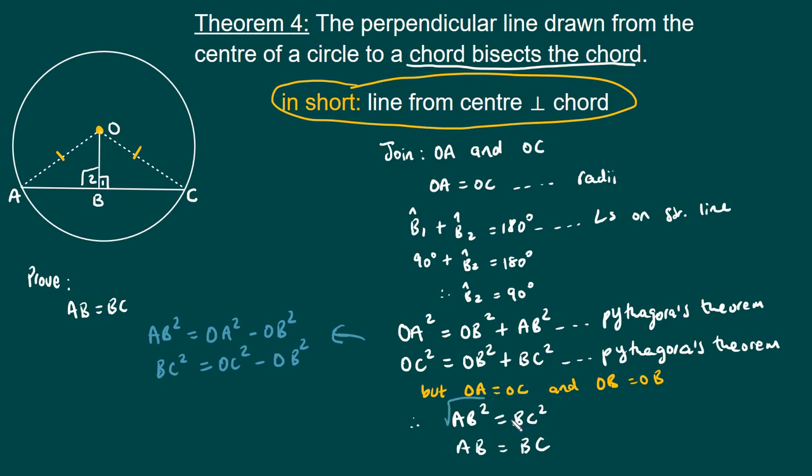Then you take the root both sides. AB is equal to BC. You have proved the theorem. This one is very, very fast. I like it a lot. If you are given this one, you should smile. You have one. So how does it work?